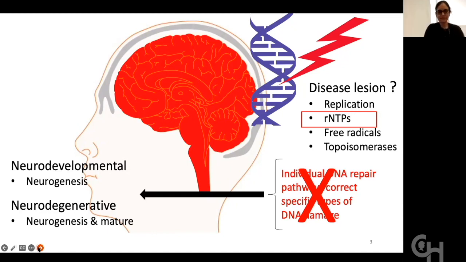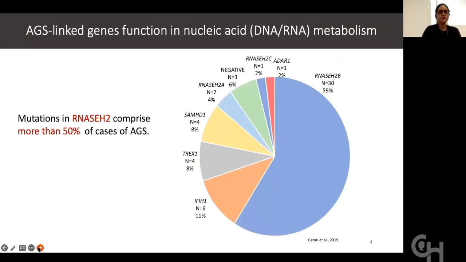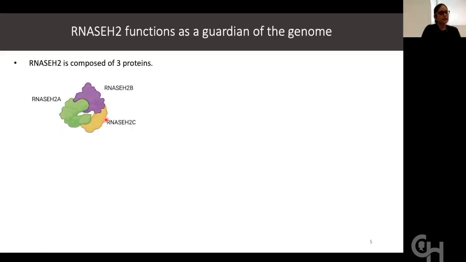Thanks. Thank you, Peter. As Peter mentioned, our lab is interested in understanding the molecular basis of AGS. AGS is a monogenic disease which is caused by mutations in several genes that are either involved in DNA or RNA metabolism or in nucleic acid sensing. One such molecule is RNase H2. Mutations in the RNase H2 complex comprise more than 50% of cases of AGS, and today my talk is focused on RNase H2. So what is RNase H2?